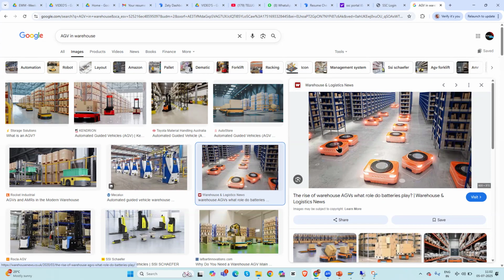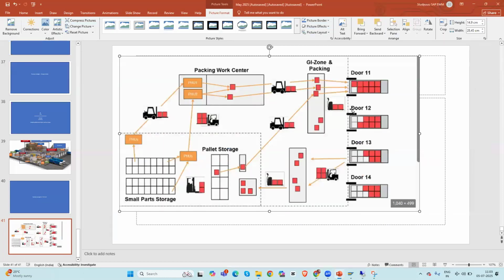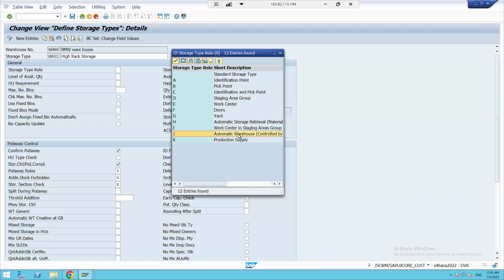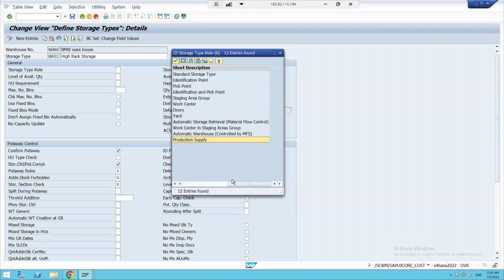No, right? Because if someone is allowed here, it will become accidents, a total loss to the company. So that is the main reason. It is totally controlled by AGVs, whether it is put away, removal, or internal movement, whatever it may be. In this case, you'll keep it as automatic warehouse.